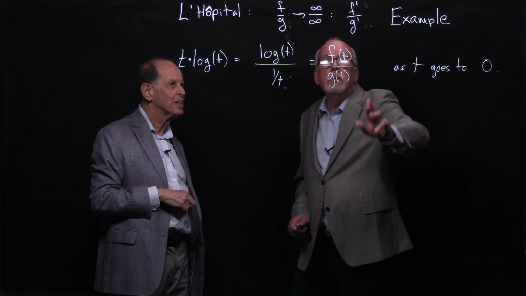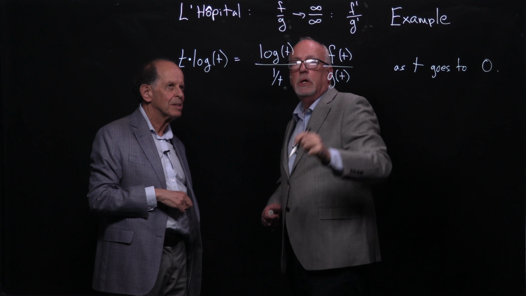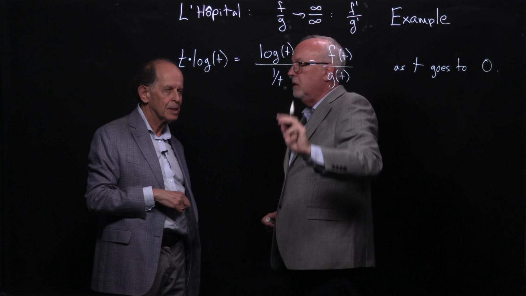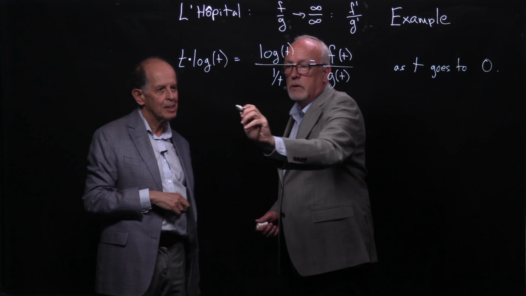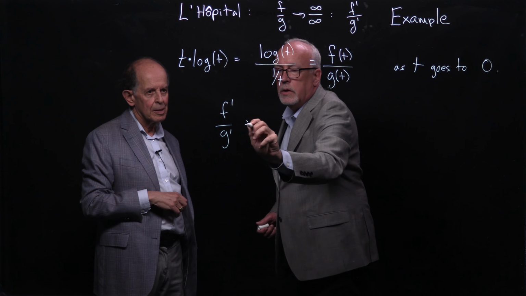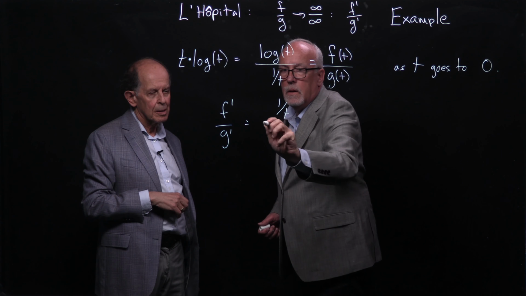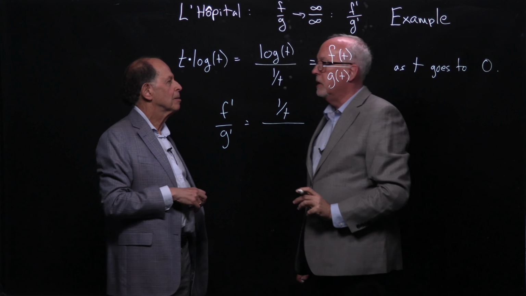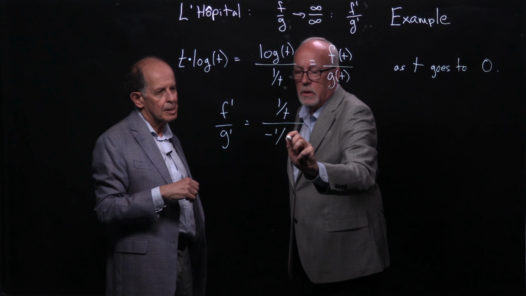So we know that we should compute the derivative of f prime over g prime. So f is logarithm of t. What's the derivative of logarithm? 1 over t. So f prime over g prime: this is 1 over t. And what's the derivative of 1 over t? Minus 1 over t squared.